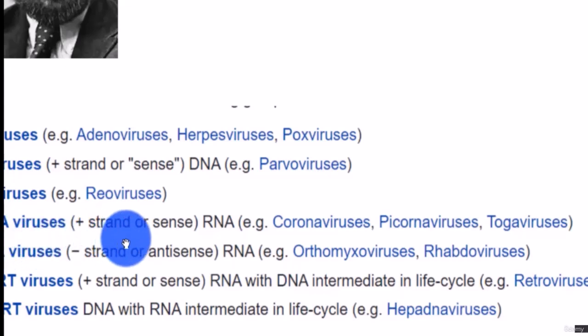Single-stranded RNA viruses, positive strand RNA viruses like coronavirus, picornavirus, togavirus. Negative sense single-stranded RNA viruses, like myxoviruses, rhabdoviruses. Single-stranded RNA RT viruses, positive sense RNA with DNA intermediate in life cycle, retrovirus. Double-stranded DNA RT viruses, DNA with RNA intermediate in life cycle, hepadnavirus.